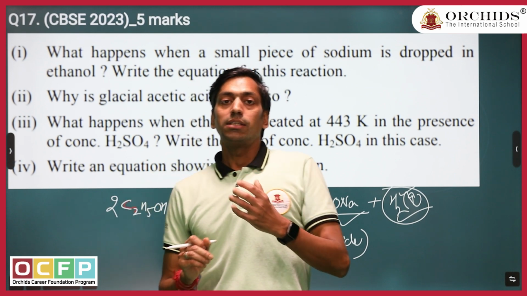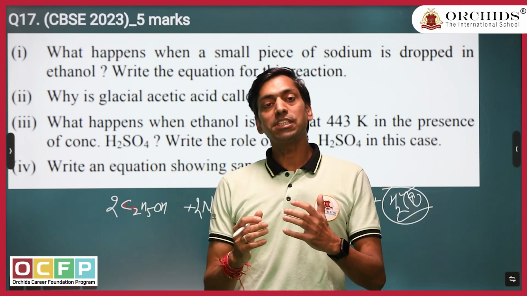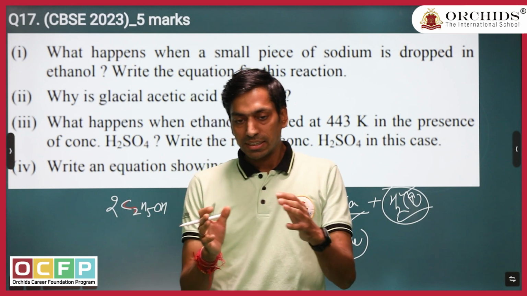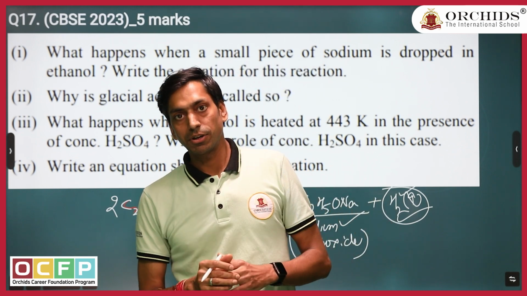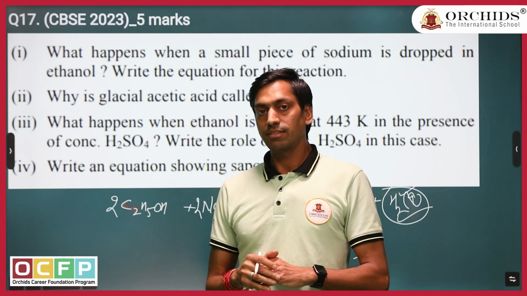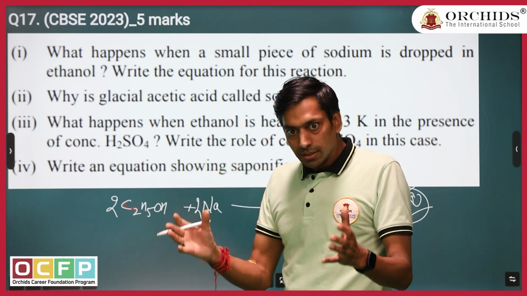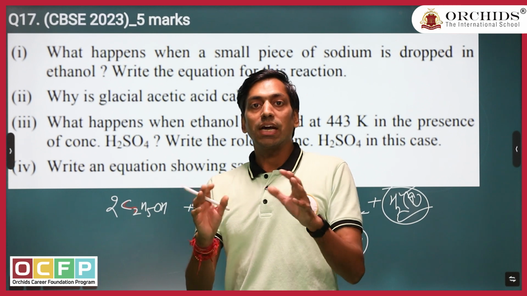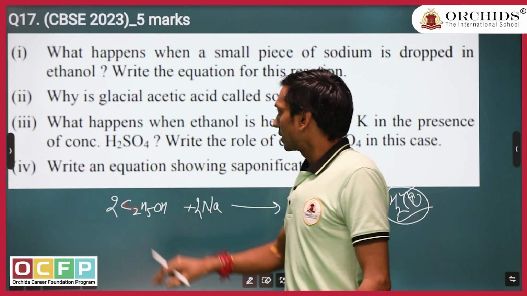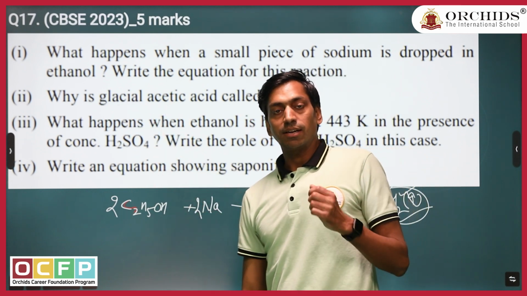Because ethanoic acid has a very low freezing point. If you keep it at a temperature around 290 Kelvin or 17 degrees Celsius, then it starts freezing and forms a snow-like structure which looks like a glacier. That's why the term glacial acetic acid is given.